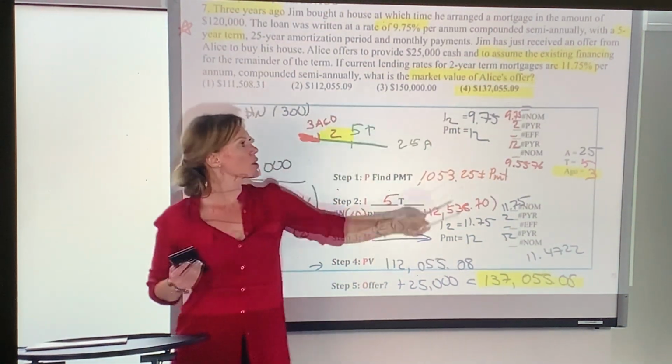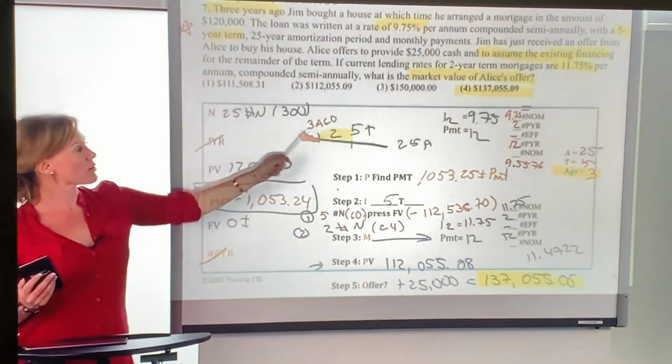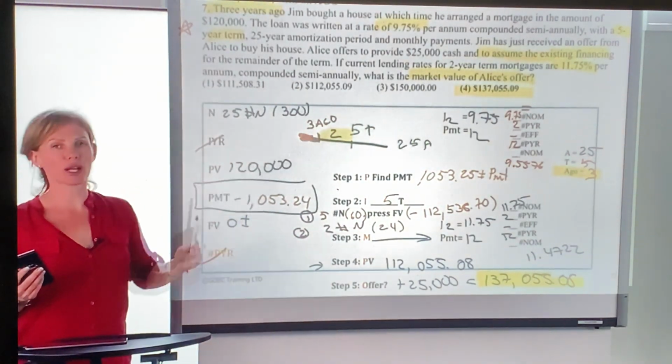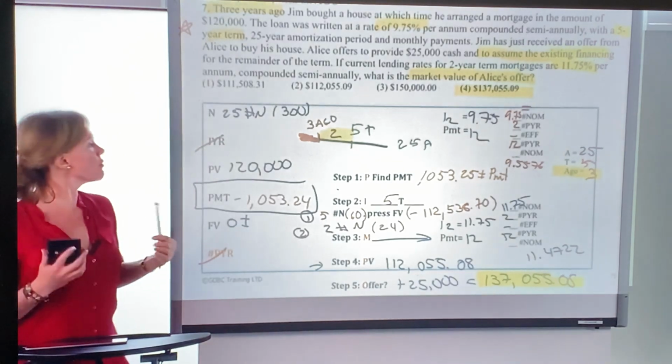137,055.09. It's all good. We've finished this question. So what I'm going to do right now is give you more scenarios just on the timeline, to get you used to different stuff. And then we're going to move on to the next question.